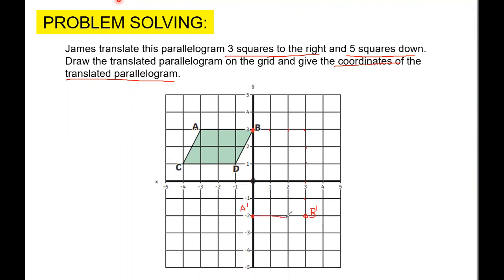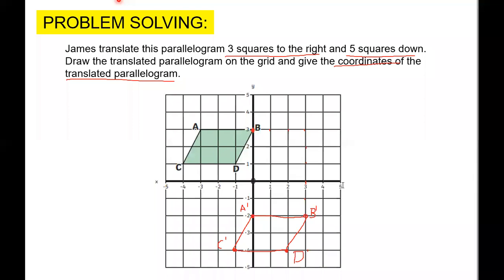Then you connect. Okay, and then the C, 1, 2, 1, 2. So it will be here. C. And the last one is here, which is the D. Right? So this is now the translated parallelogram.